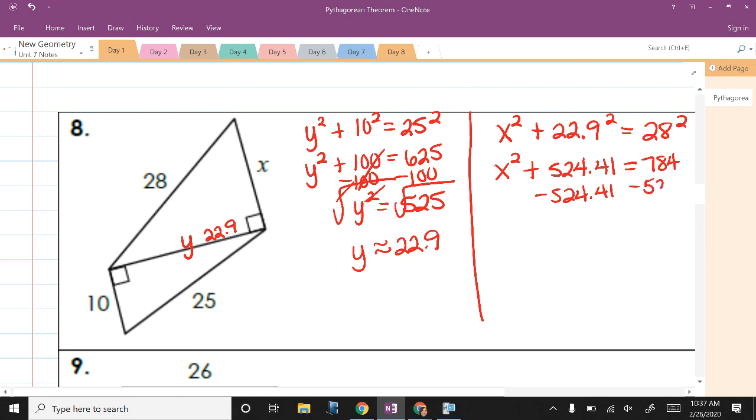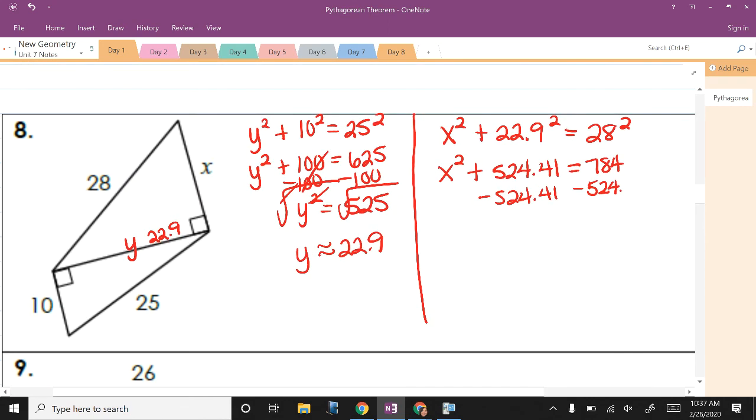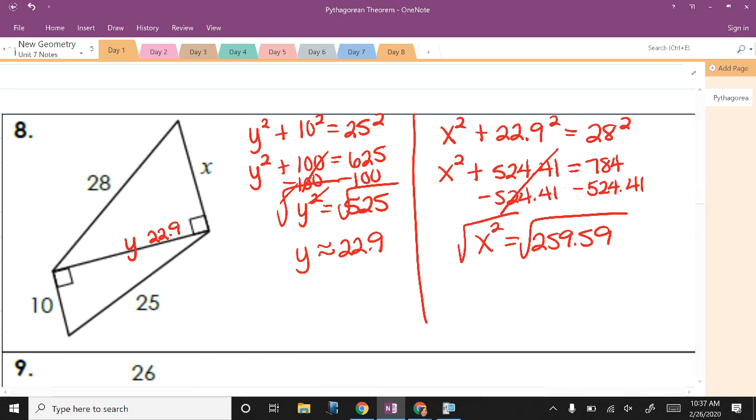On both sides. So 784 minus 524.41. I'm getting x squared equals what? 259.5. And then I take the square root. I'm getting about 16.1. Are y'all? X is approximately 16.1. And that's what I was trying to find.